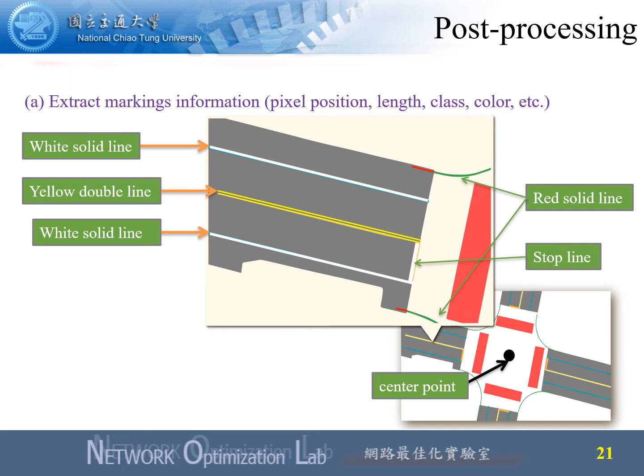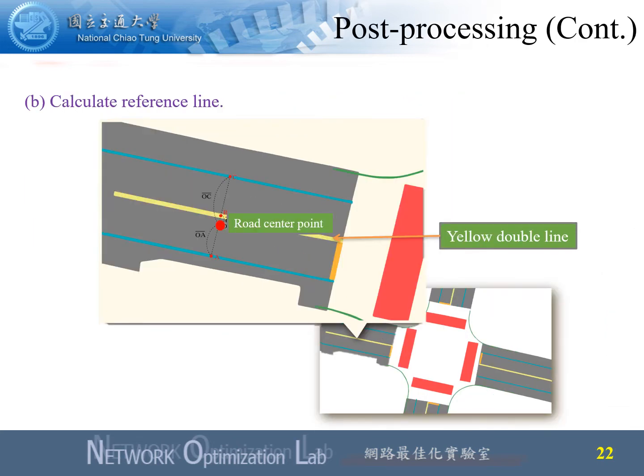In a post-processing part, we need to extract the lines on the road and transform those lines to geometry description. In this instance, there are 1 yellow double solid line, 2 white solid lines, 1 stop line, and 2 red solid lines. The length of each line will be calculated in pixels. Then the reference lines need to be assigned.